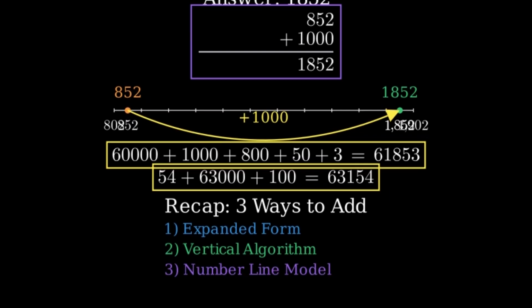Across all 3, the idea is the same. Keep ones with ones, tens with tens, hundreds with hundreds, and thousands with thousands. This place value structure makes addition make sense.